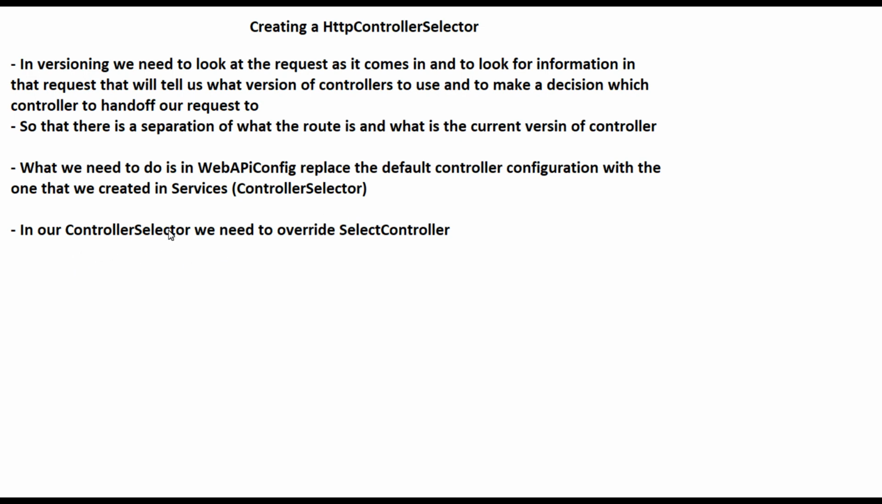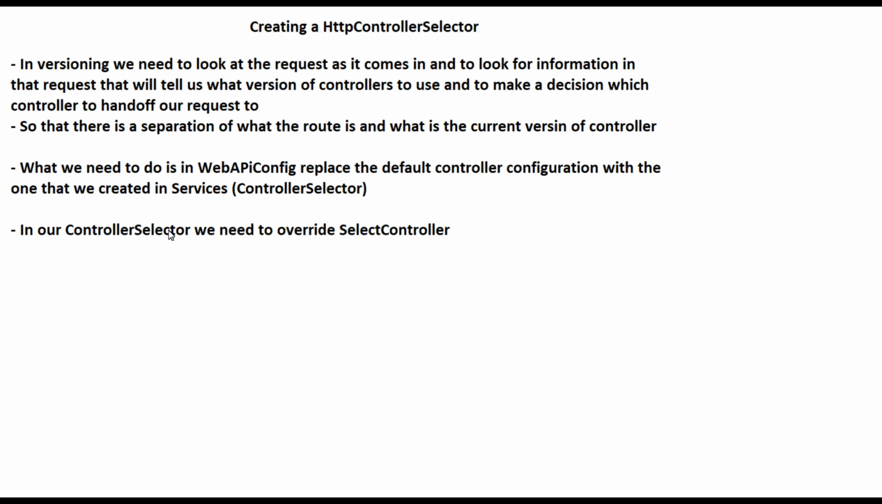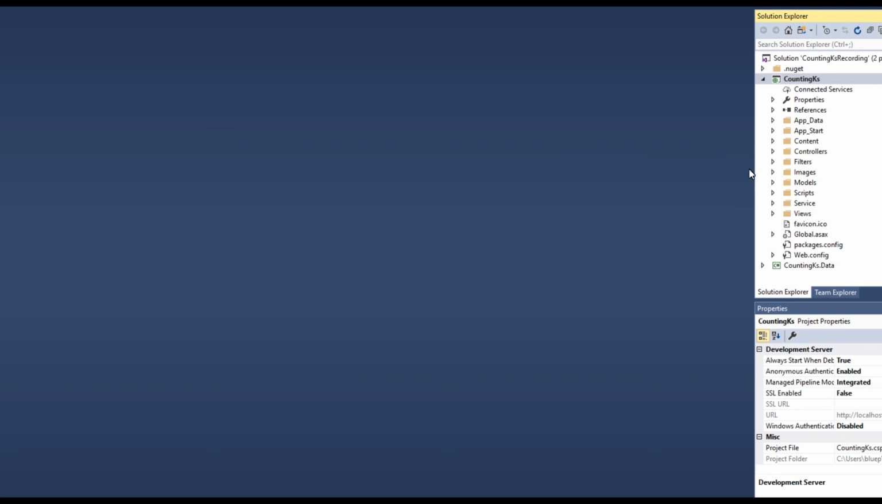And in our controller selector, we need to override SelectController. I'm going to show in the code how to do this. Basically, we need to create a controller selector in our services, and then we need to update it in our Web API config. So to begin with, in our services, I'll go ahead and create another class called CountingKaseControllerSelector.